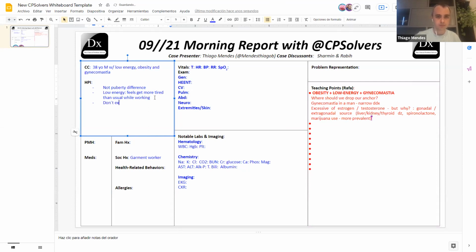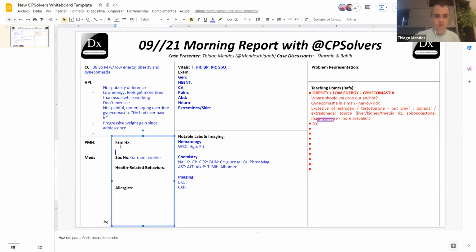Regarding the gynecomastia, he told me it was not painful, not enlarging over time, and he has had it for a long time, but he wants to know why he has that gynecomastia. There is a progressive weight gain since adolescence. He didn't use medications. His parents were alive and healthy, and he has one younger brother that is healthy. Do you want me to give you the physical exam, or?